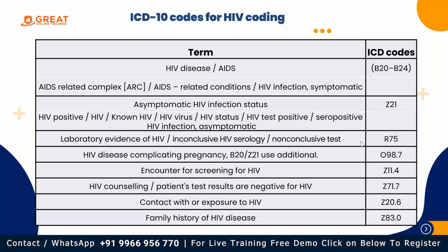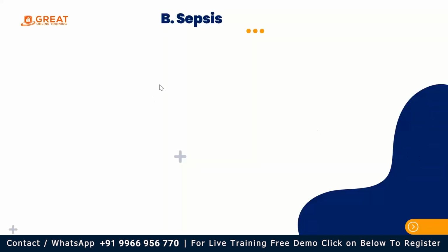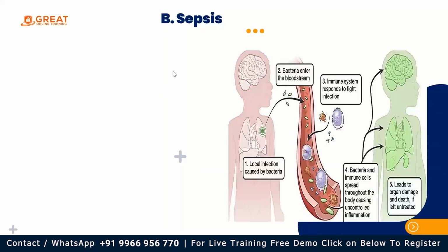Okay, so the next topic is sepsis. What is sepsis? Sepsis is one kind of infection. You can see here in this picture, a local infection caused by bacteria, somewhere in the lung.